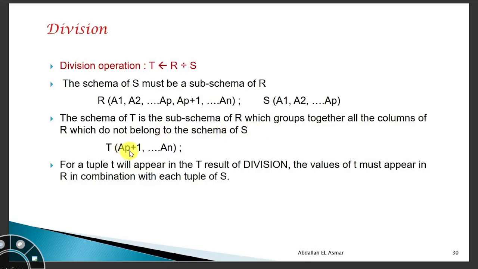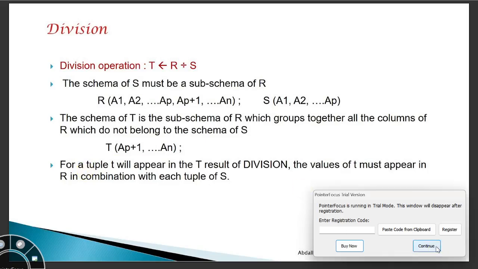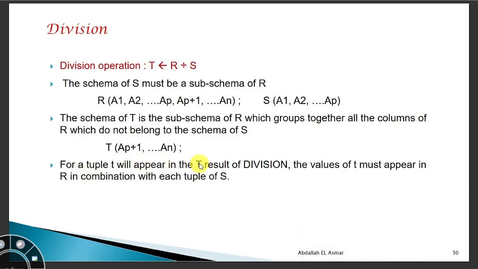So it's T, AP plus 1 to N here, because this one is the same, so we don't take it, we take the rest. For a tuple T to appear in the result of division means that the values of T must appear in R in combination. Look, the values of T must appear in R in combination with each tuple of S. We will explain an example.